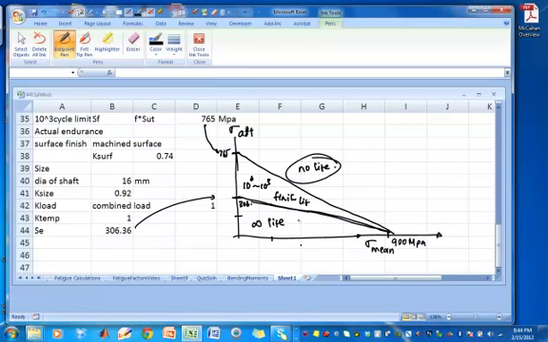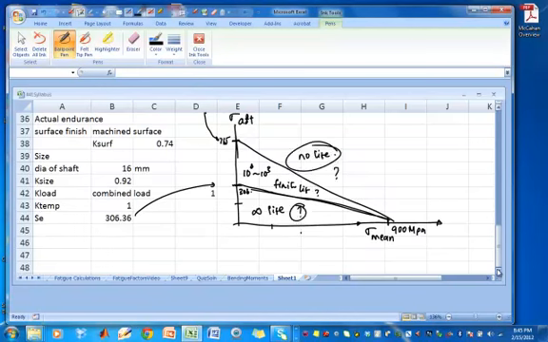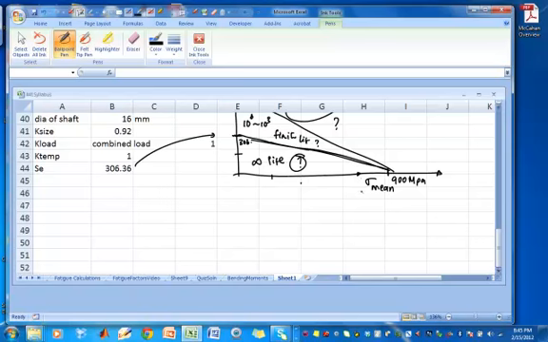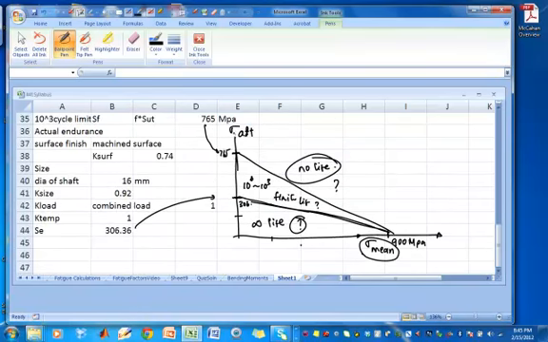Okay, so we want to find out where we are. Are we here? Are we here? Are we here? If we are here, we can figure out how safe we are and so on. Make sense to you? Okay, very good. So now we are going to go to that calculation. So our idea is we need to compute sigma mean and then we have to compute sigma alternating. Okay, so how are we going to do that?